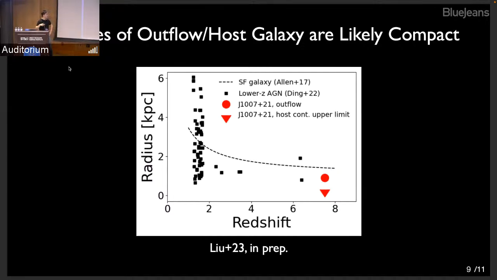And in comparison, the black data points are low redshift AGN studied before, and the black dashed line is the redshift evolution of the sizes of star-forming galaxies from this study. So we can see that the size of our object is likely compact and similar to those star-forming galaxies or AGN at a similar redshift.